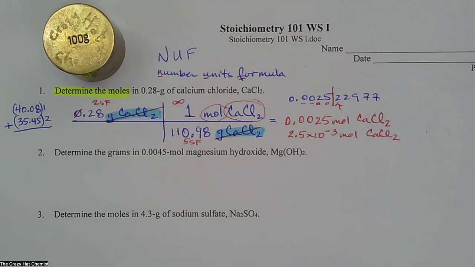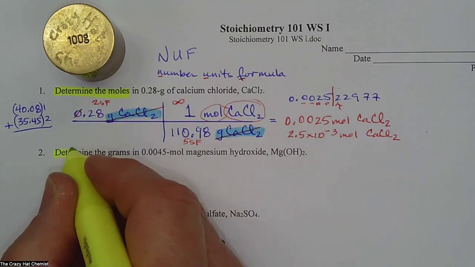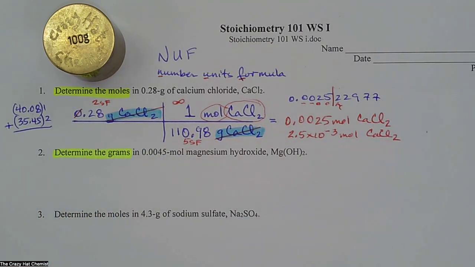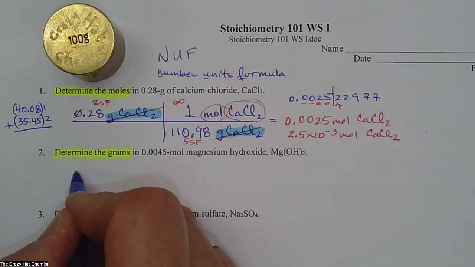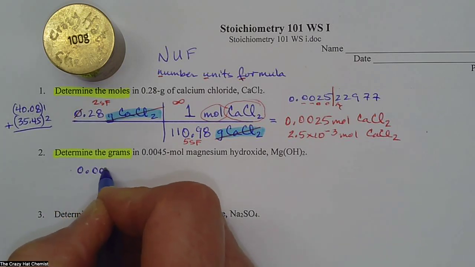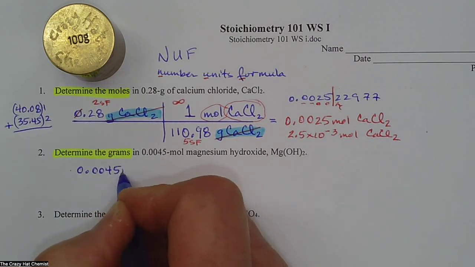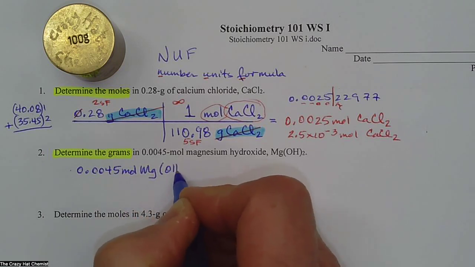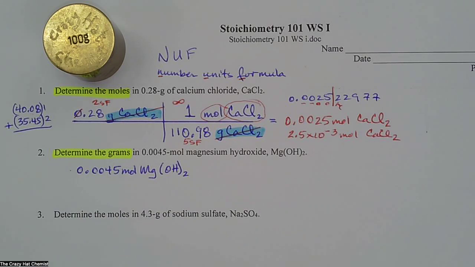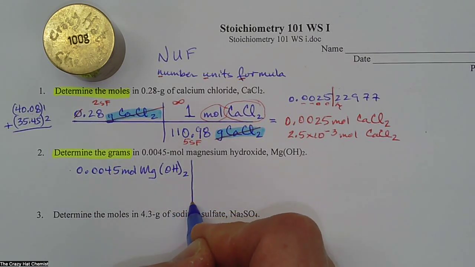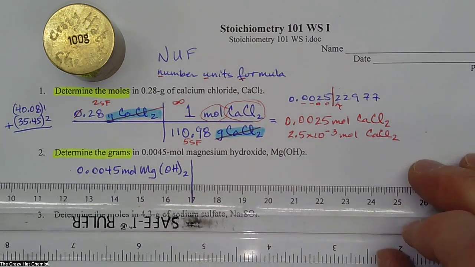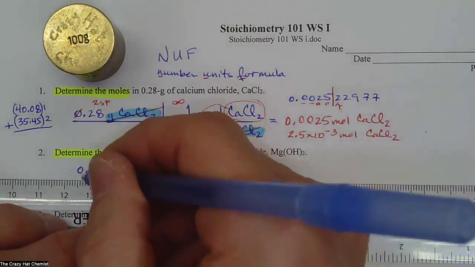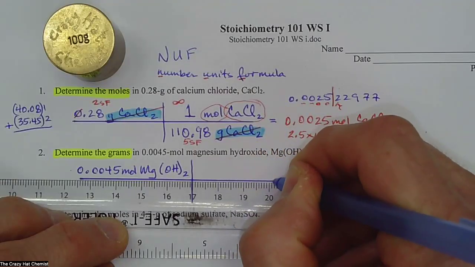Problem number 2 is determine the grams in 0.0045 moles of magnesium hydroxide. So again, what we're going to do is we're going to start off with a number, units, and a formula. The number that we have is 0.0045. The units are moles, and then the formula is magnesium hydroxide, Mg(OH)2. Again, what we're doing is we're doing a vertical stop between this and the next term. We're going to draw a horizontal section here to help us out with this.